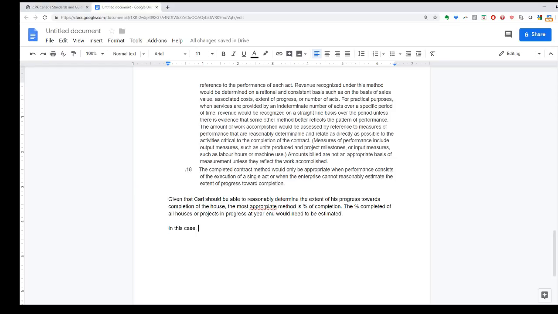So in this case, 300K on sale, 20% on initial deposit, cash received. He records 60K. However, it should be recorded based on total work involved to date or progress.